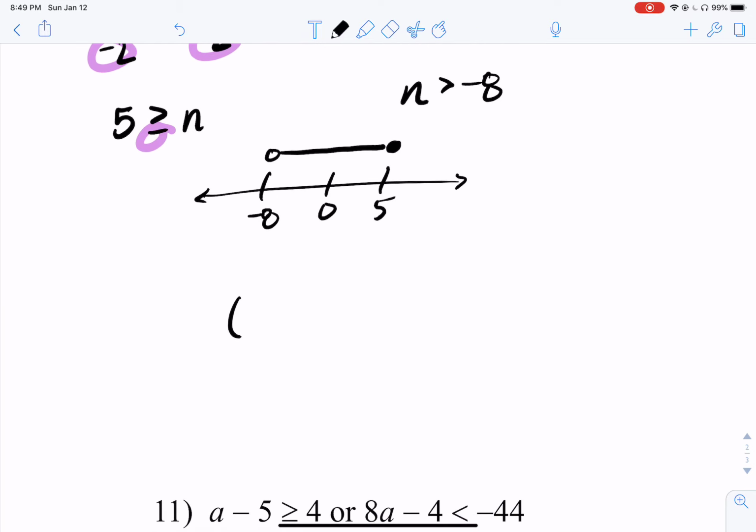So as an interval, we would use a parenthesis before the negative 8. And since 5 would be where we end, that would go second. And we would use a bracket on that one because of the closed circle.